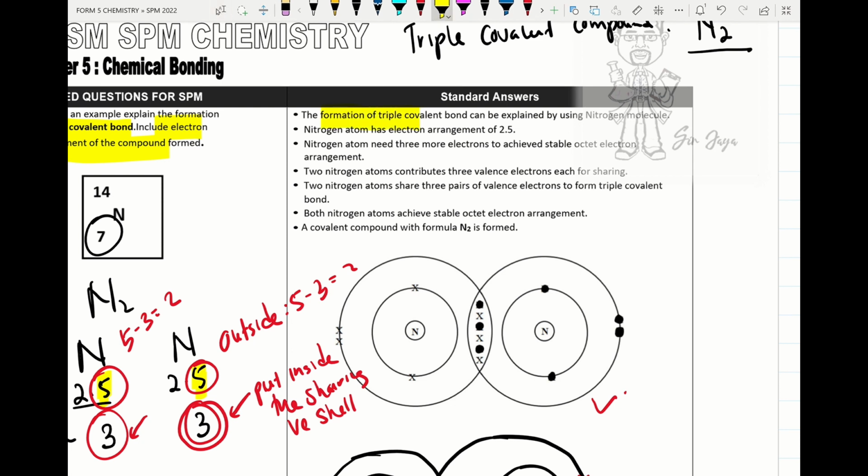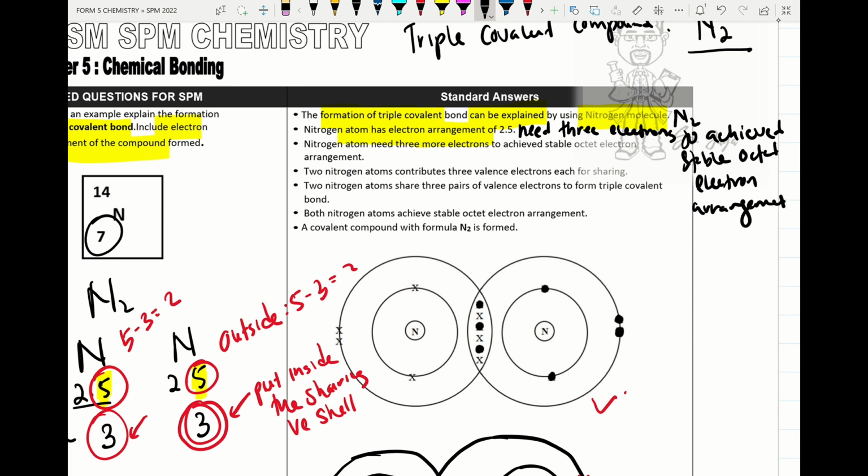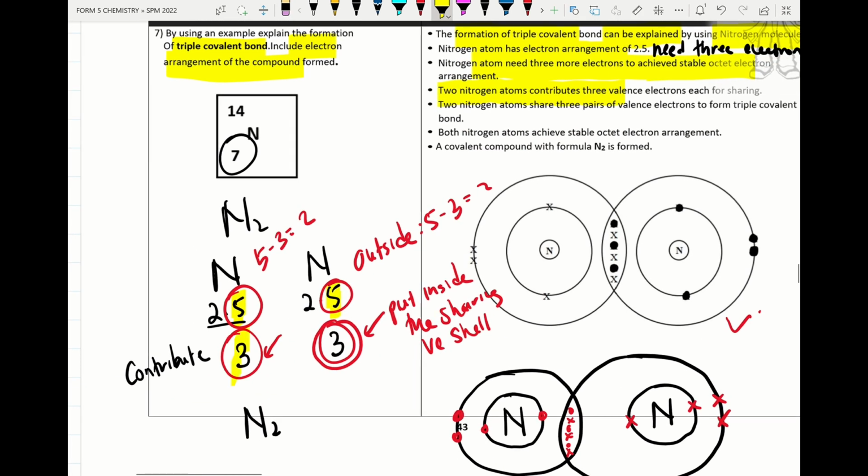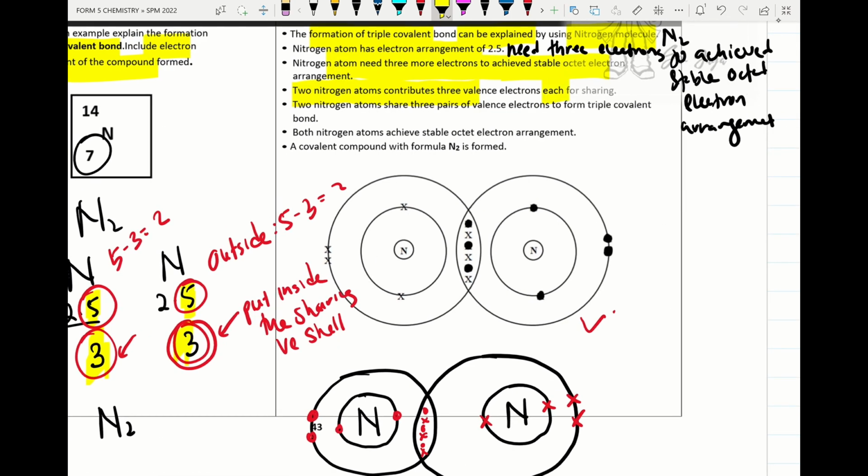The formation of a triple covalent bond can be explained by using the nitrogen molecule. We can put the symbol here. Nitrogen atom has electron arrangement 2.5, and we can put here it needs 3 electrons to achieve stable octet electron arrangement. All right, so next point, nitrogen atom needs 3 more electrons to achieve stable octet electron arrangement. 2 nitrogen atoms will contribute 3 electrons each for sharing.